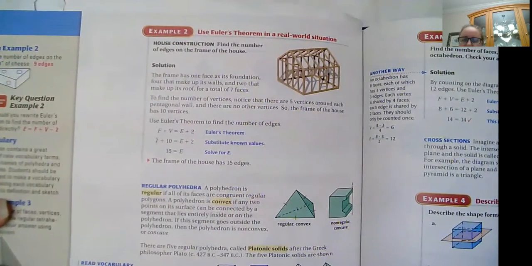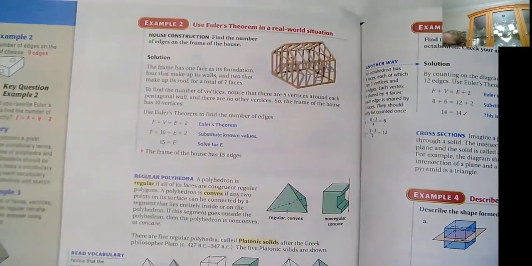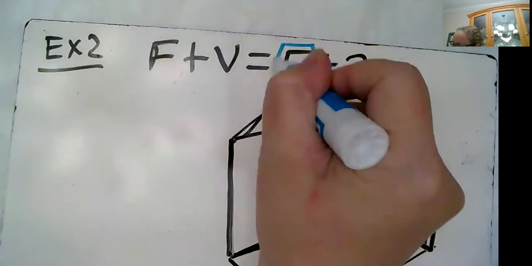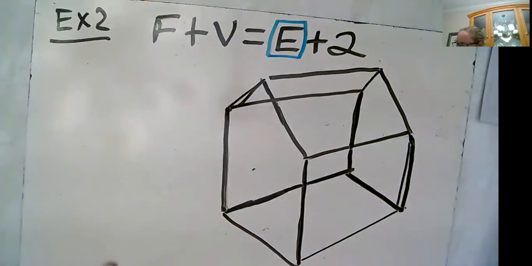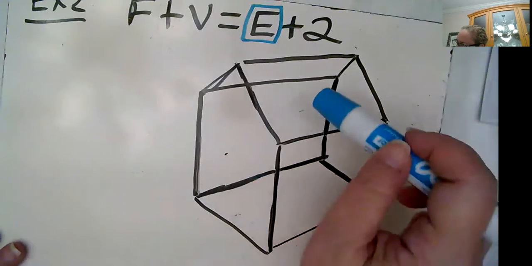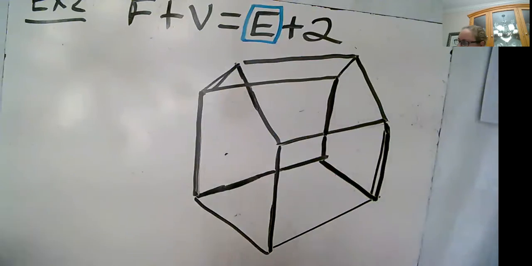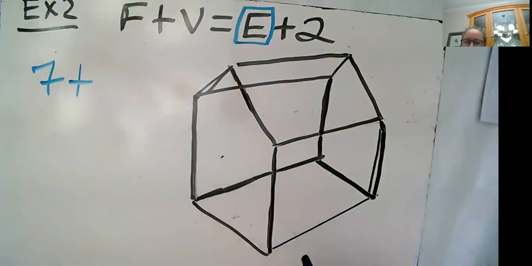So we have this house, and it wants us to find the number of edges on the frame of the house using Euler's theorem. So I drew a picture of the house. So we want to find how many edges. So we're going to enter the faces and the vertices. So let's start with faces. So we have 1, 2, 3, 4, 5, 6, 7 faces. So everywhere there's a side. So 7 plus, now let's count the vertices.